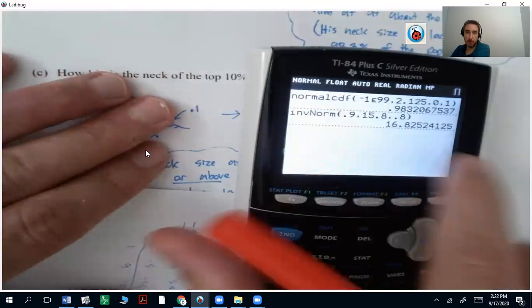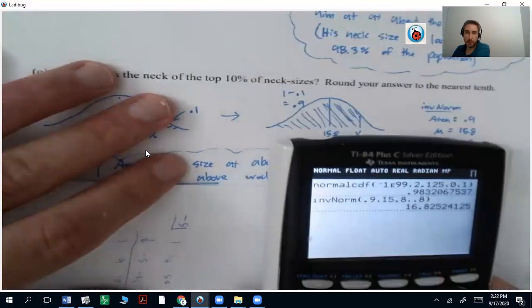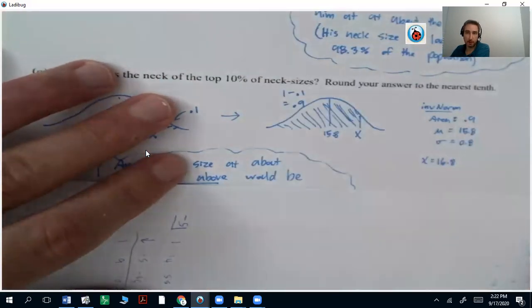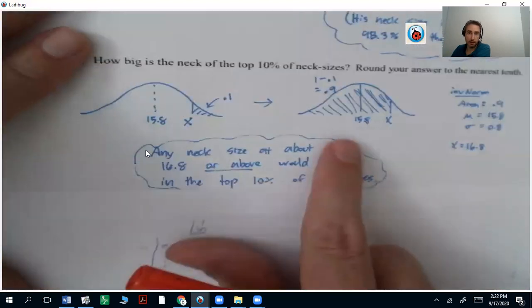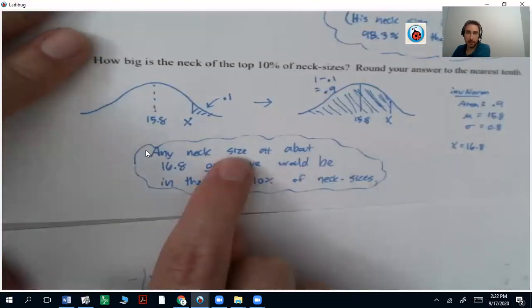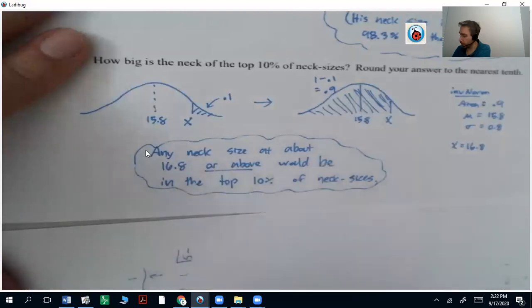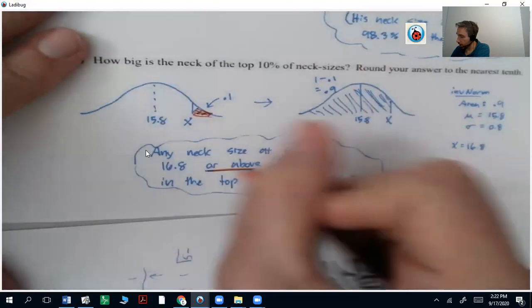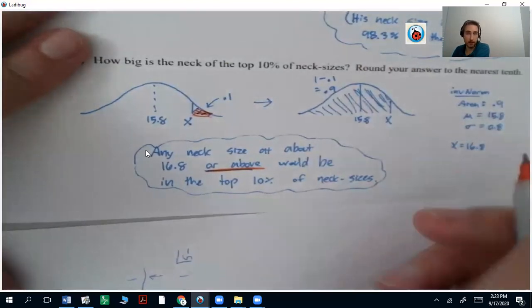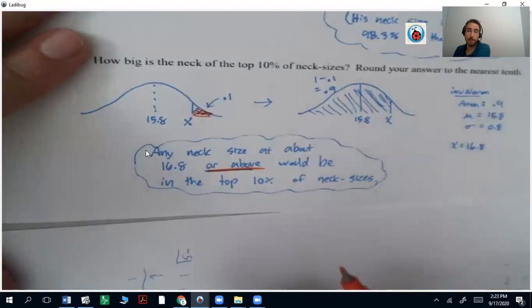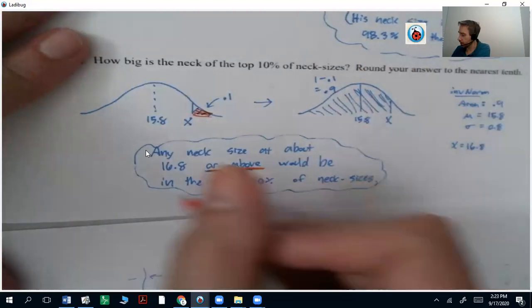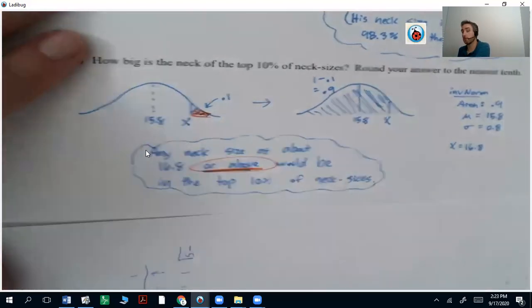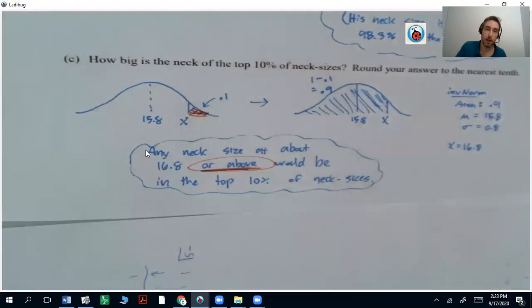And that's going to give you a neck size of about 16.825. So I just round to 16.8. So to interpret it, any neck size at or above 16.8, because remember this question says top 10%, and you have to include the ones above it because they're in the top 10% as well. They would be in the top 10% of neck sizes. So this or above is important. That's going to get you full credit on a problem like that.